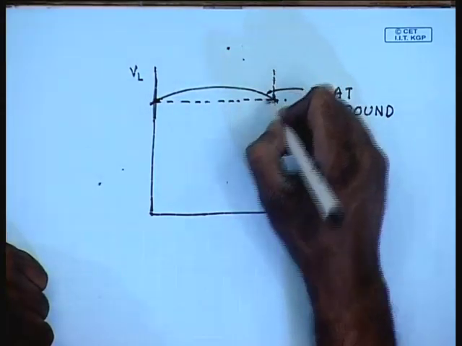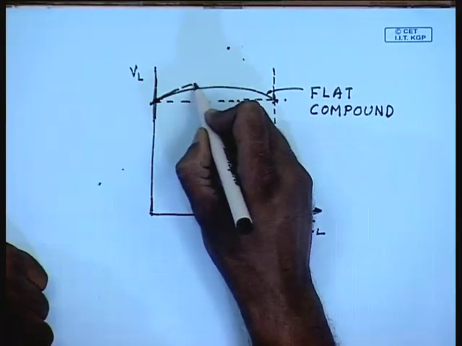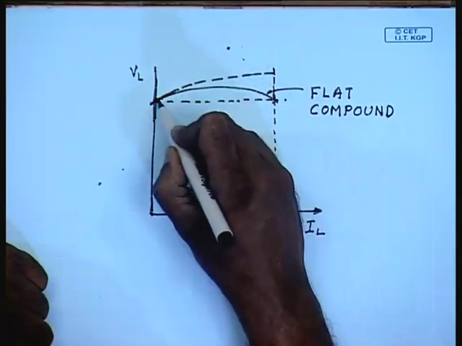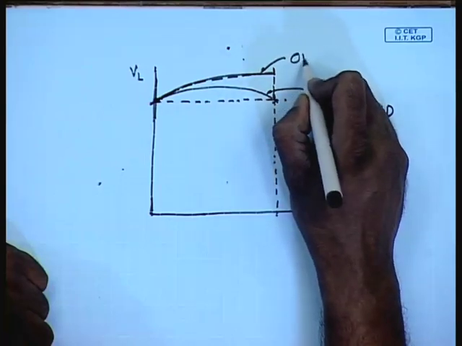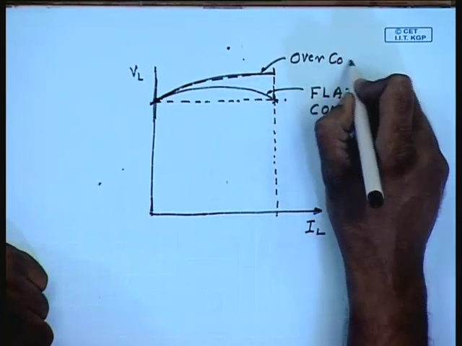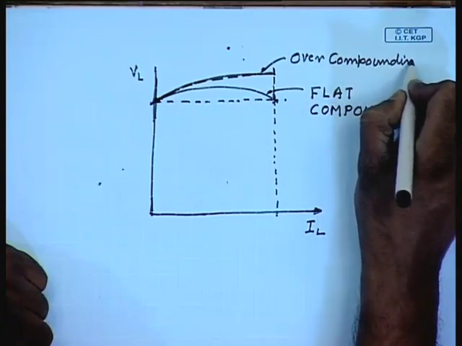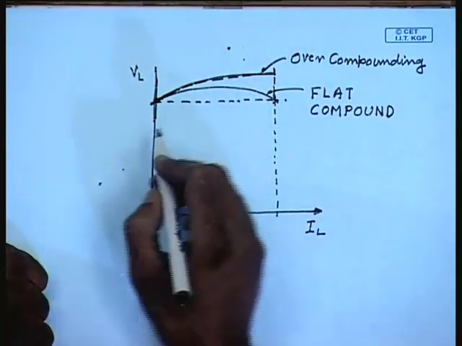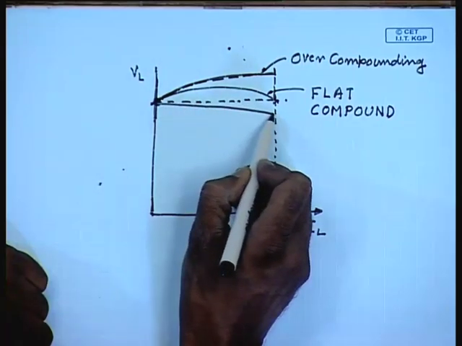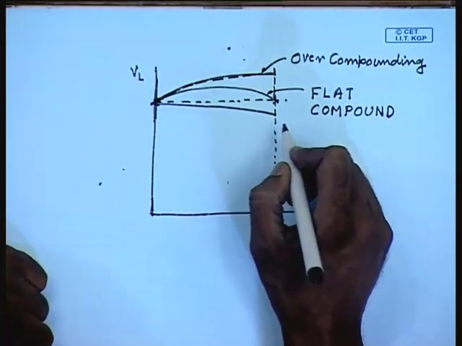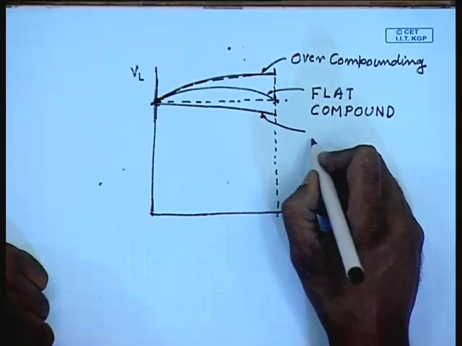It is also possible for the full load terminal voltage to be larger than the no load voltage. This is called over compounding. And of course, it is possible for the full load voltage to be less than the no load terminal voltage, this is called under compounding.